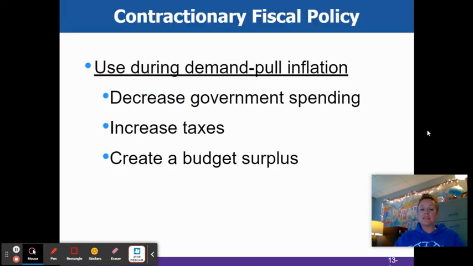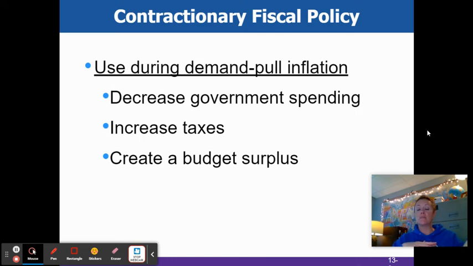The other type of fiscal policy that the government can use is called contractionary fiscal policy. It's designed to specifically contract or make smaller the size of the economy. And you might ask, why on earth would we want to make the economy smaller? Well, the inflation that the United States has experienced after the COVID pandemic is a good example of why. Generally, contractionary fiscal policy is used during demand pull inflation when you have too much money chasing too few goods, just like we did after the COVID policies of the pandemic.